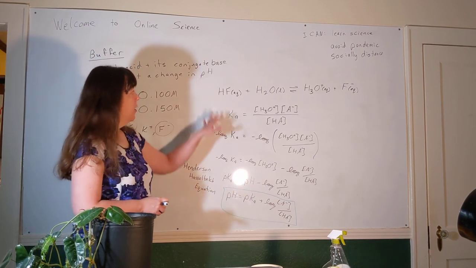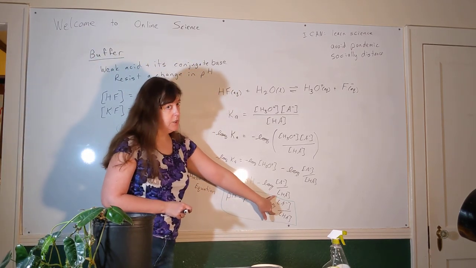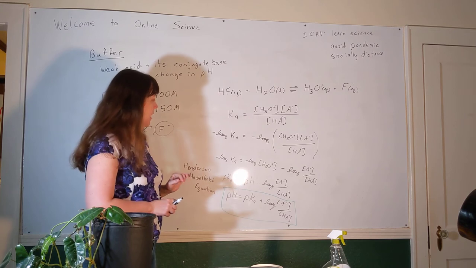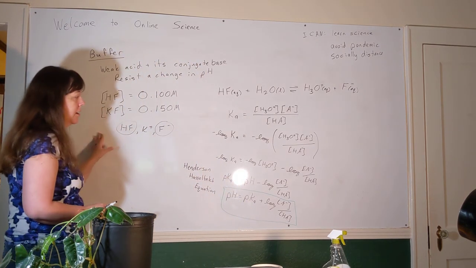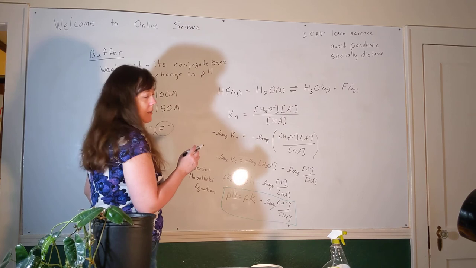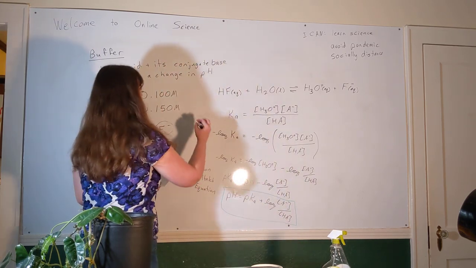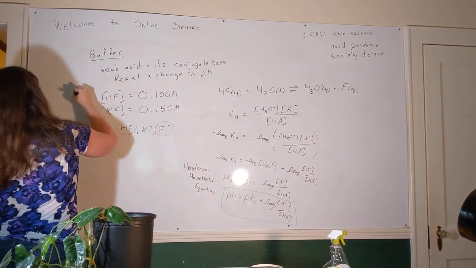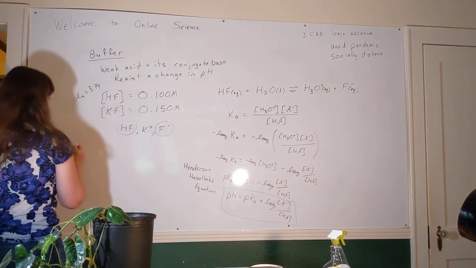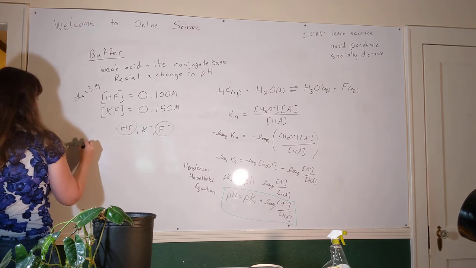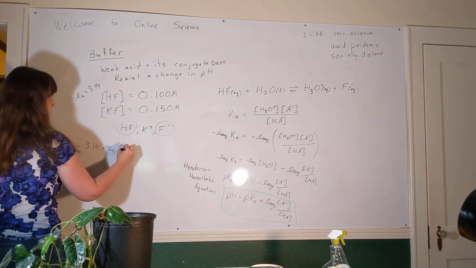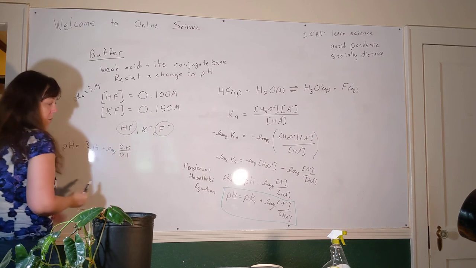We can use it any time we're dealing with a buffer, so we're going to have significant concentrations of both the weak acid and the conjugate base, and we can use it as long as this is a weak acid and the 5% rule holds. So let's plug in the numbers that we had earlier and confirm that we get the same answer. We're going to need the pKa for HF, which means we just take minus the log of the Ka value. The pKa for HF is 3.14. So the pH of this mixture should be equal to 3.14 plus the log of the base concentration, 0.15, divided by the acid concentration, which is 0.1.